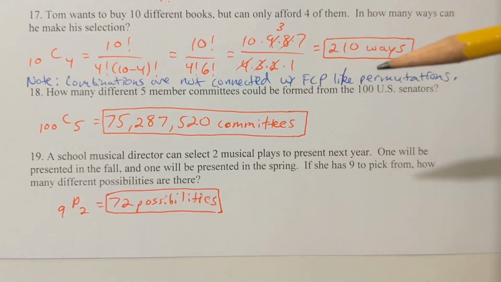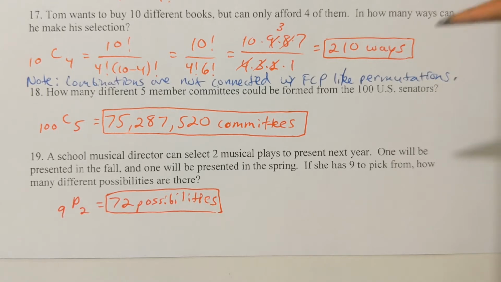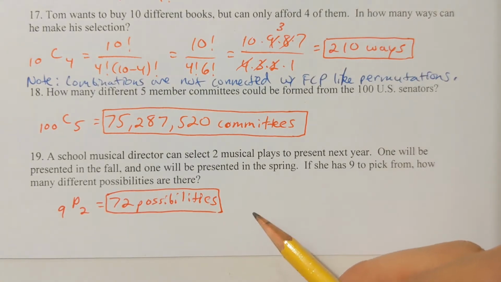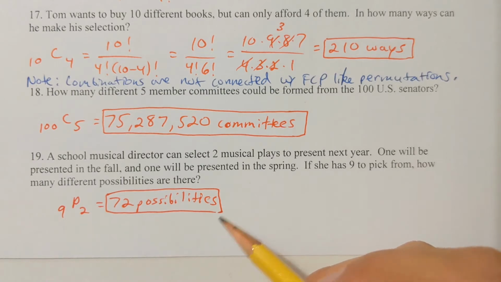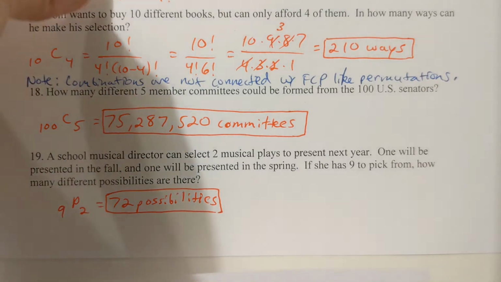Remember, the fundamental counting principle could be used in place of permutations. Okay, so I could lay out 2 spaces. I'm going to present 2 plays, one in the fall, one in the spring, and I've got 9 possibilities in the fall. So all of them are possible in the fall, right? And you're not going to do the same one in the spring that you've done in the fall, right? Because everyone's seen it. So there's going to be 8 possibilities in the spring. So 9 times 8 gives you 72 possibilities total.